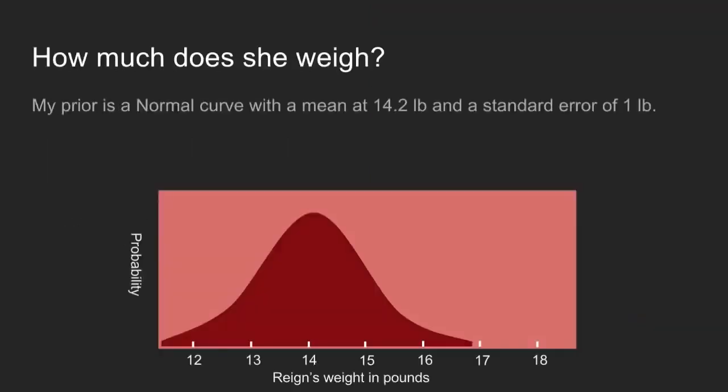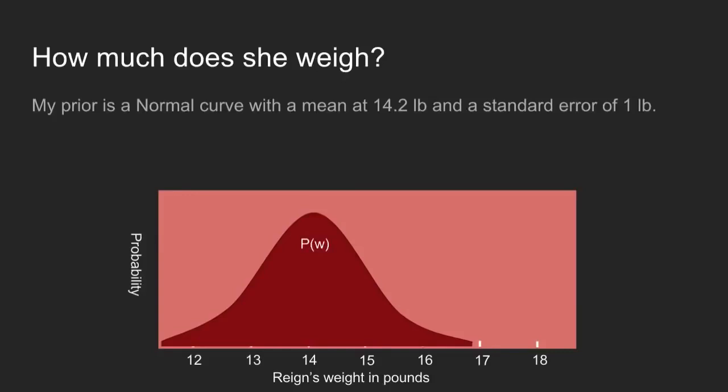So I take that prior, and this is the form that it takes. A normal distribution centered on 14.2 pounds, and you can see that most of that bulk is within plus or minus a pound. And it extends a little bit further out, allowing for the possibility that she's actually gained a lot or lost a lot of weight, but probably she's pretty close. This is what I believe before I even put her on the scale.